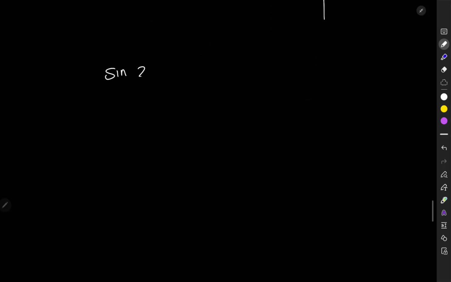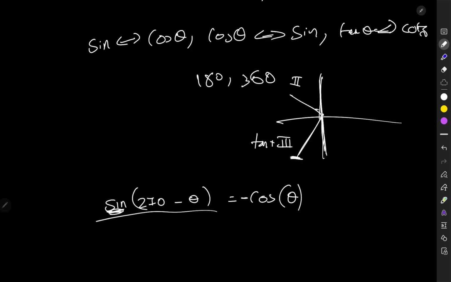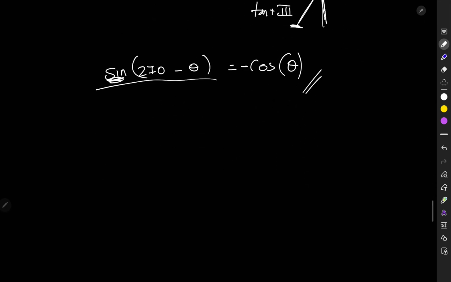For example, if we have sine of 270 minus theta, how will you write it? 270 is basically lying here, right? So 270 minus theta will be lying in the third quadrant. In the third quadrant, tan is positive but sine is negative, and we have 270 here, so this will get changed to cos. So theta, and negative. This will be the answer. Fine. Let's solve a simple question on that.